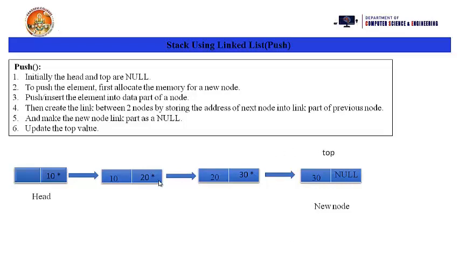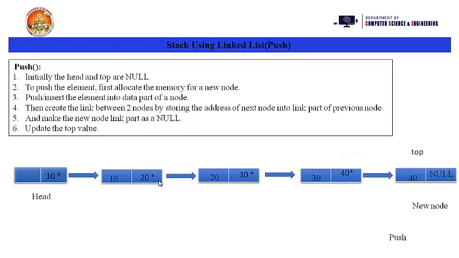Then I want to push one more element, 40. So first create the memory for the new node, then push the 40 into the new node data part. Then we need to create the link between the two nodes. The previous node is the top node, so it consists of a null value. So we need to erase that and store the address of the 40 node into the link part of the top node. Then the link will be established between the two nodes, make the new node link part a null, and update the top value. So it is moving to the top node, that is the new node.